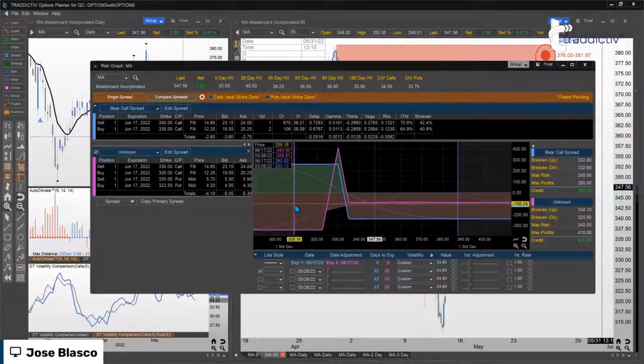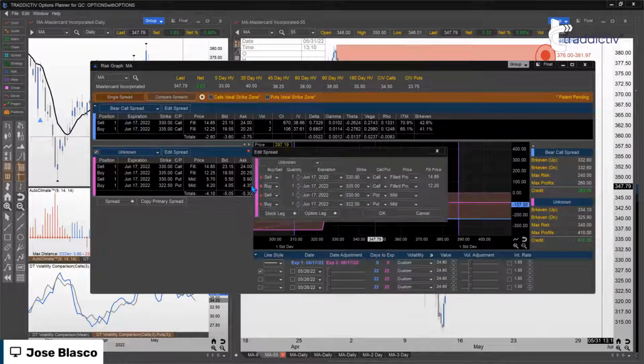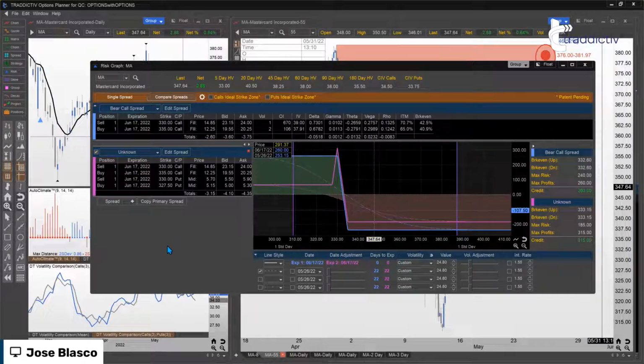Because I don't want to be bullish anyway, because the stock belongs to a weak industry, my choice on how to manage this particular trade is going to be to use the 327.5 combined with the 330, so I can do this type of approach.